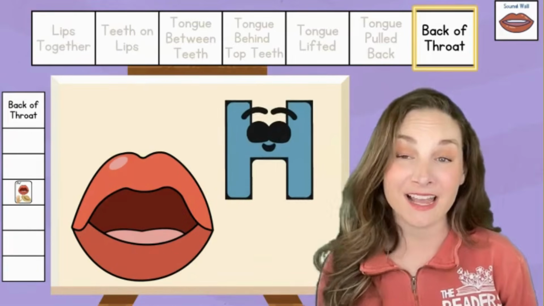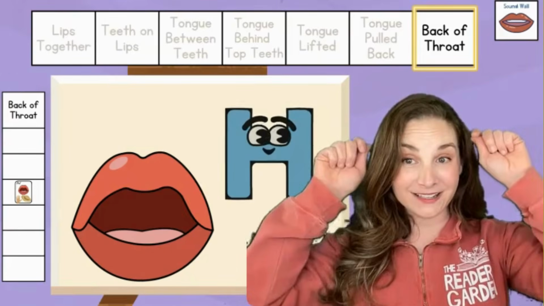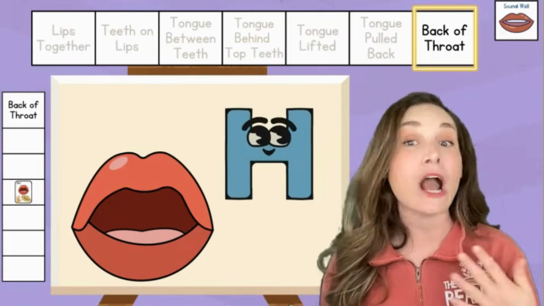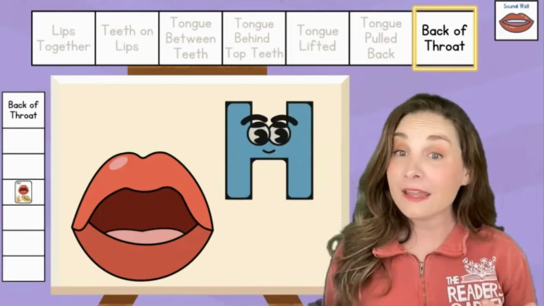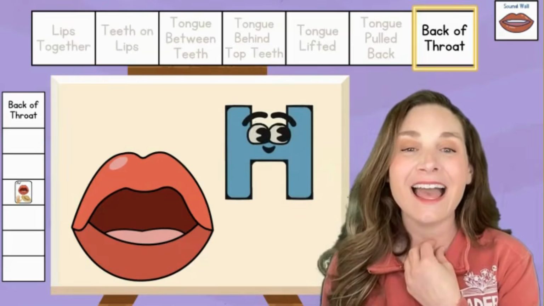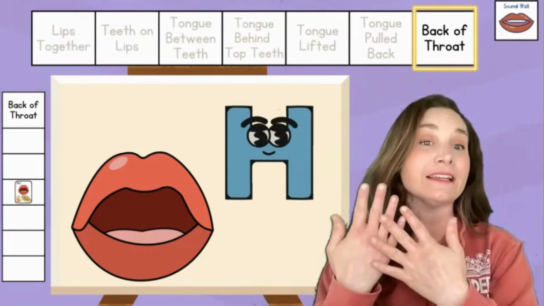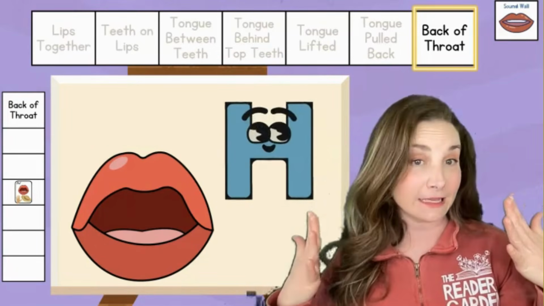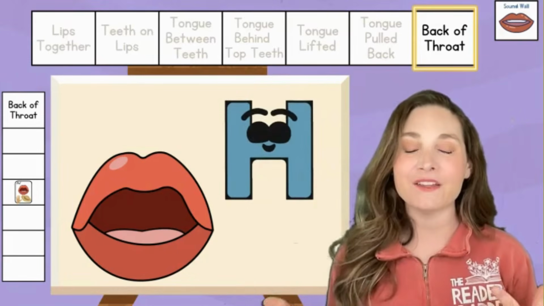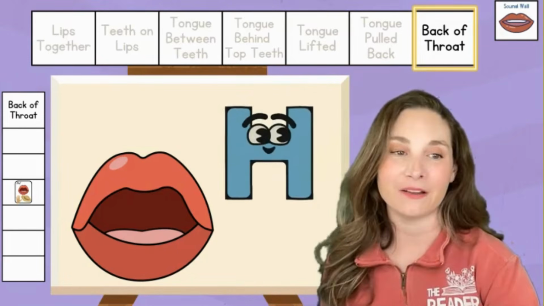It's the sound, like in the word hat. We create the sound by letting air flow through the back of our throat without using our vocal cords. It's a breathy sound and it comes from very back here. So try hat, hat, or hand. I'm going to take my hands and make a hat. So try saying it and notice how the air just flows out gently from the back of your throat.